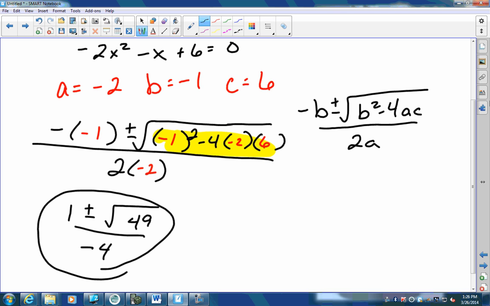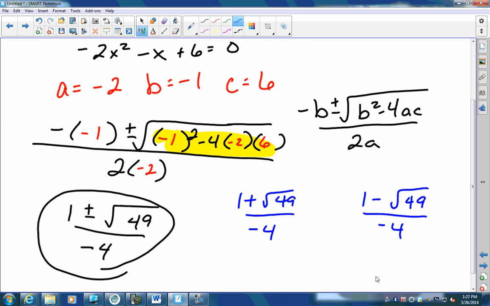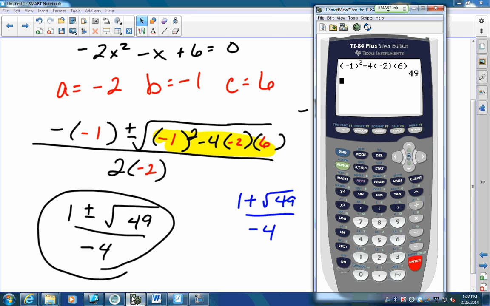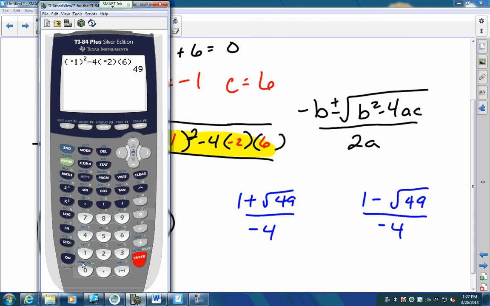Okay. All right, so now we have 2 roots. Ready? 1 plus the square root of 49 divided by -4. And 1 minus the square root of 49 divided by -4. All right, move this over. Do it one part at a time. 1 plus the square root of 49. Enter. Should have got an 8. Now do divide by -4. Should be -2. How did you get 7?